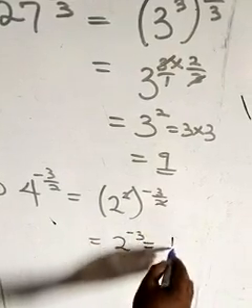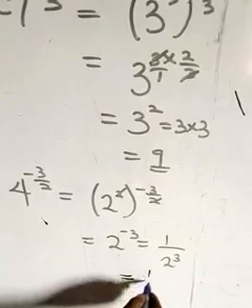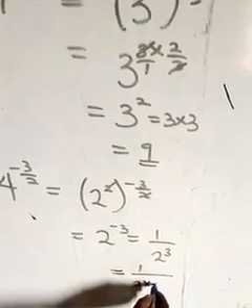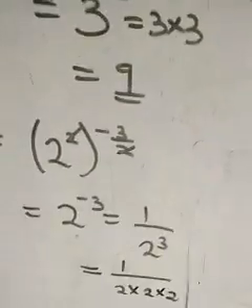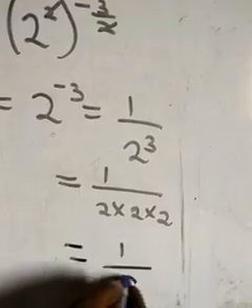Minus 3. 2 raised to the power minus 3 is 1 over 2 raised to the power 3 from our law again. You know that this now becomes 1 over 2 times 2 times 2. This now becomes 1 over 2 times 2 is 4, times 2 is 8.